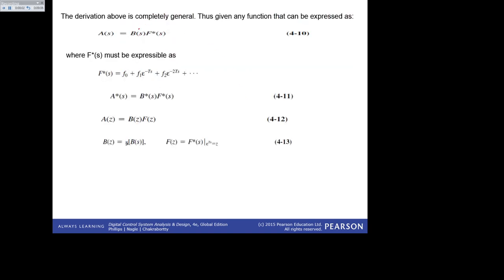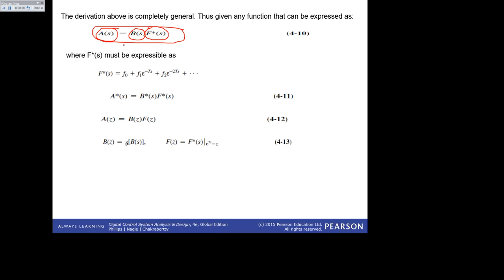This is also another situation whereby, assuming you have the transfer function of an open loop system, where this is the output, and this is F asterisk S, the sampled output from the sampler, and this is the transfer function between the zero order hold and the plant.